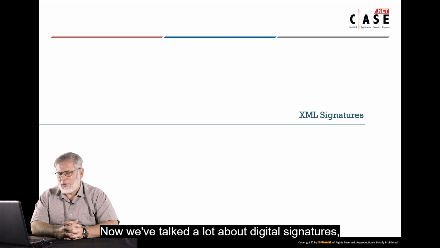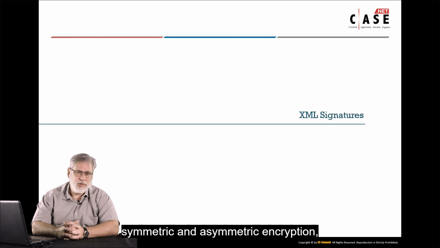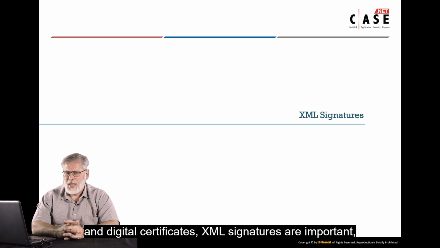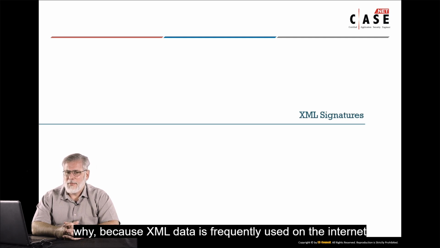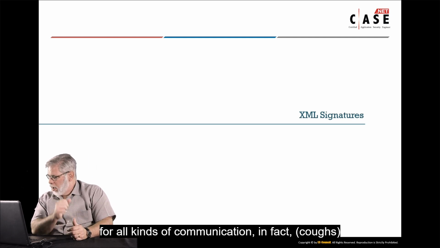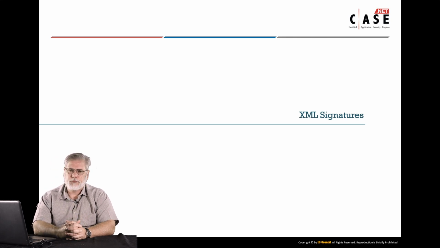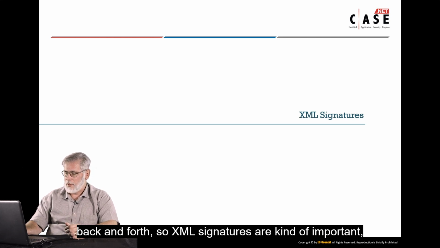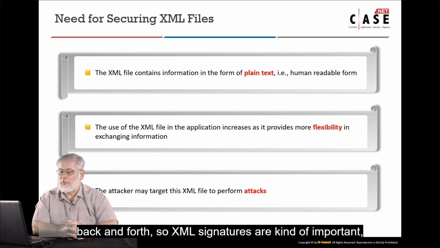Now, we've talked a lot about digital signatures and symmetric and asymmetric encryption, hashes, message authentication codes, and digital certificates. XML signatures are important. Why? Because XML data is frequently used on the internet for all kinds of communication. In fact, web services use XML to transmit data back and forth. So XML signatures are kind of important.